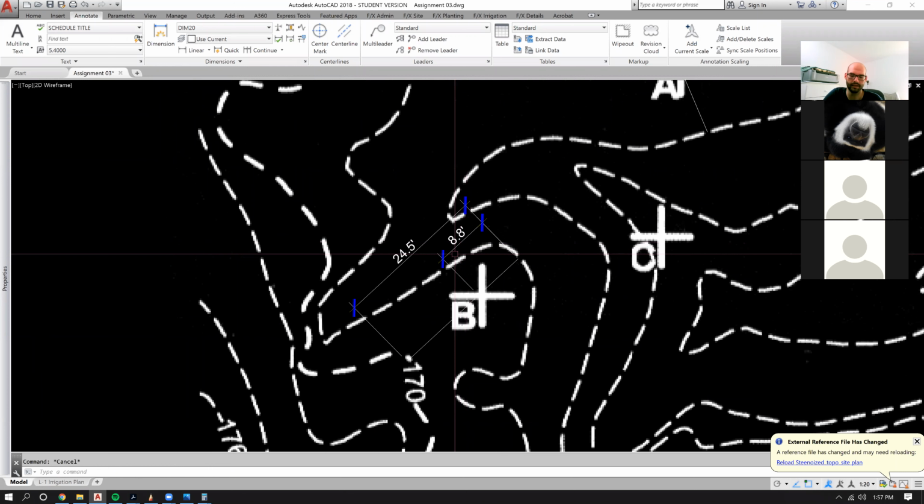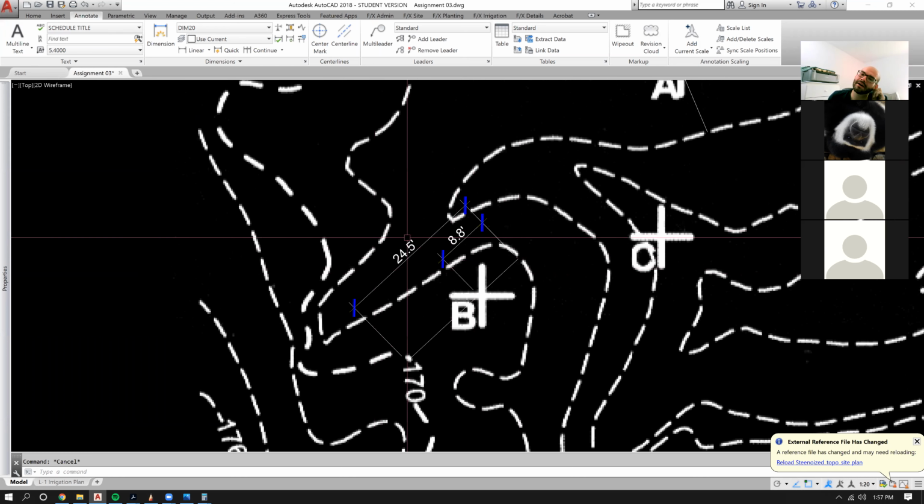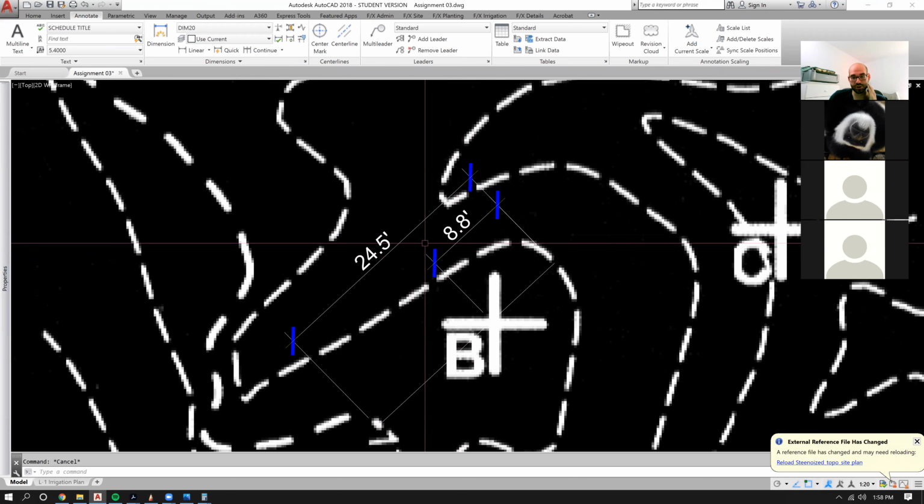Now I'm going to divide the smaller number by the bigger number. Make sure I'm coming from the lower contour, because if you come from the upper contour, it's going to mess everything up. So I'm going to take 8.8 and divide it by 24.5, and that gives me 0.359. Now, that 0.359, again, is the proportion between these two distances.